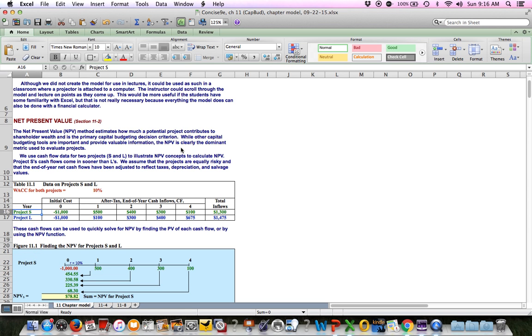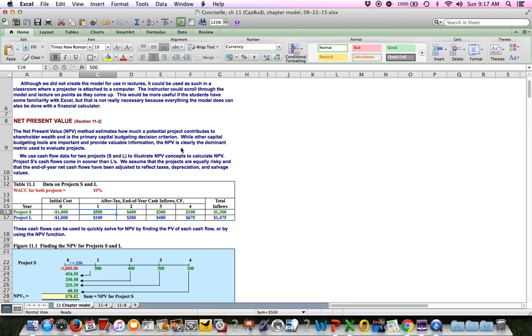In the PowerPoint, use projects S and L, but with different numbers. And they're using S and L also in the book with different numbers in the PowerPoint, of course. And they walk you through the mechanics of how to do these. So NPV is showing you two projects, each with an initial cost of $1,000, and then cash flows that are ultimately different and just timed differently.